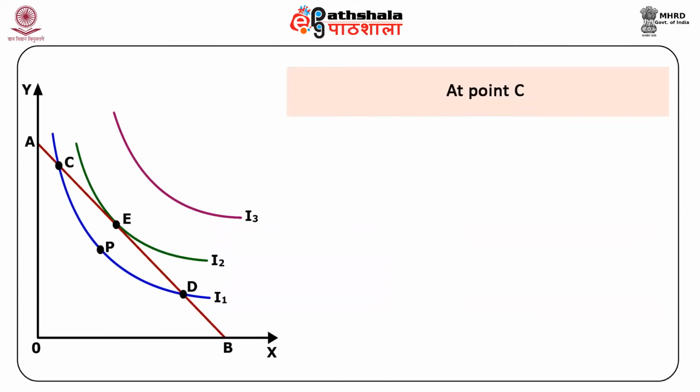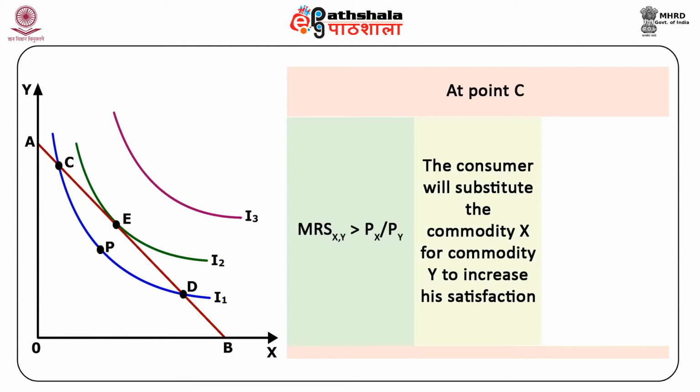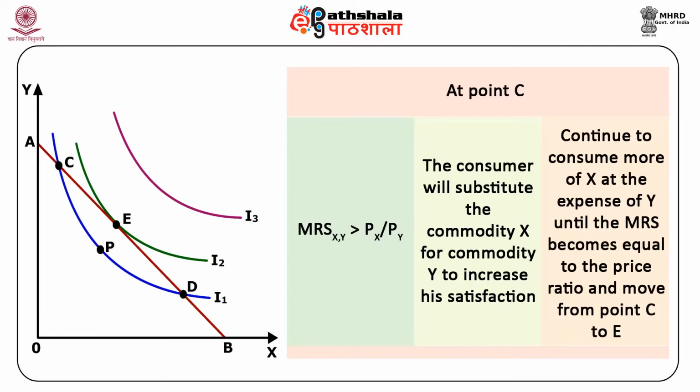For example, at point C, we have MRS XY greater than PX upon PY, and the consumer will substitute the commodity X for commodity Y to increase his satisfaction. He will continue to consume more of X at the expense of Y until the MRS becomes equal to the price ratio and move from point C to E.